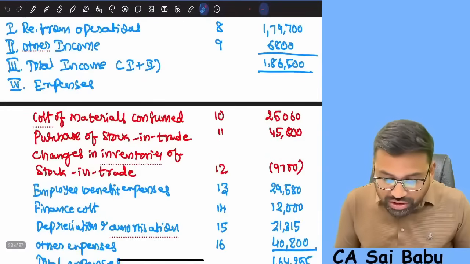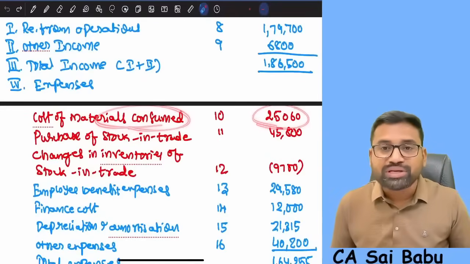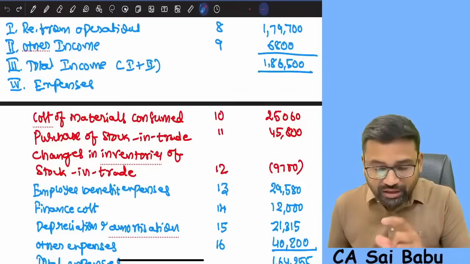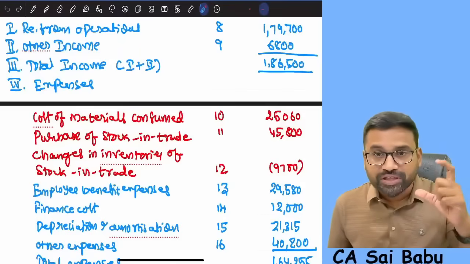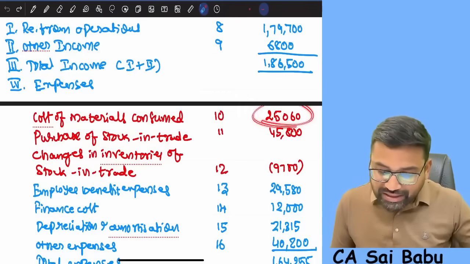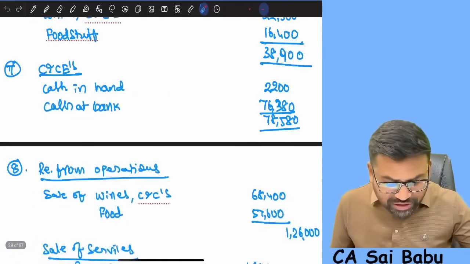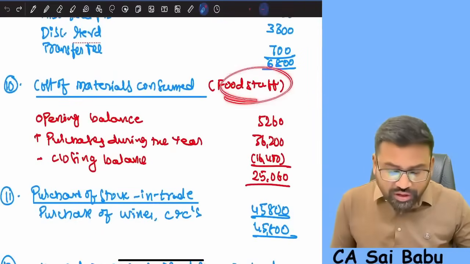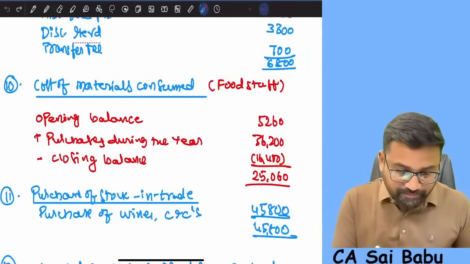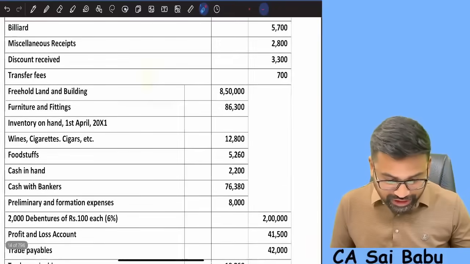So say this, cost of materials consumed, we need to show separately. Understand the presentation aspect of raw material here in this case, how stock is going to be presented in the financial statement. Cost of materials consumed is nothing but food stuff. How to find out consumption? Opening plus purchases minus closing. Okay. So this is one important adjustment, sir.